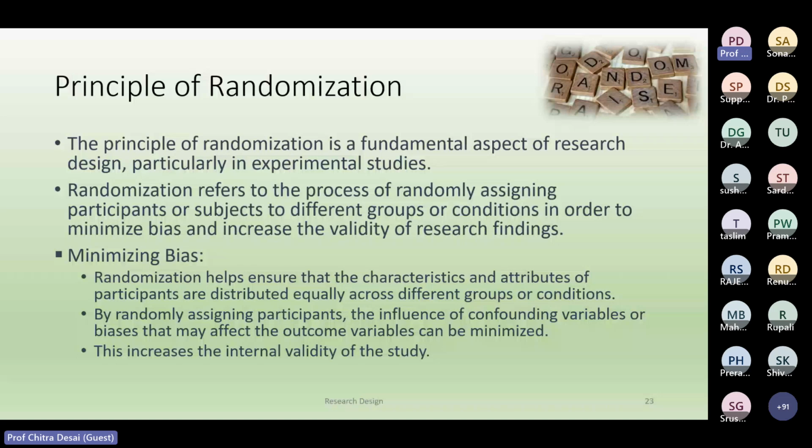By randomly assigning the participants, the influence of confounding variables or biases that may affect the outcome variable goes on minimizing, and this increases the internal validity of the study. Internal validity, I'll come into detail on what it means, but right now we have to understand that when we want to increase the internal validity of our study, and check for confounding variables and biases, then for minimizing the biases, the principle of randomization needs to be observed.